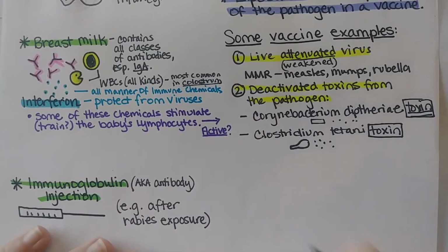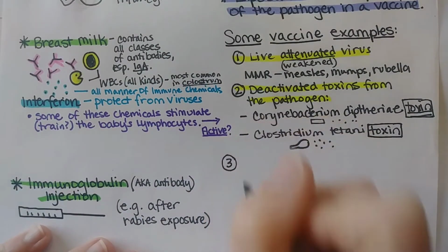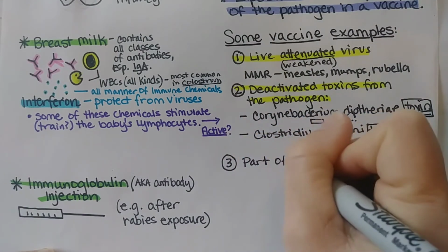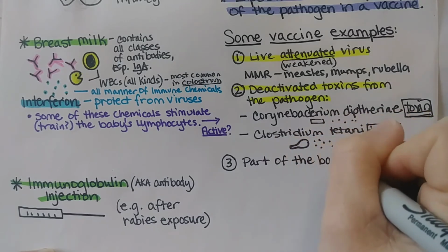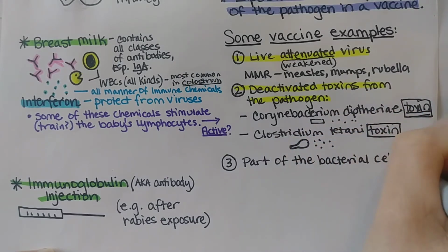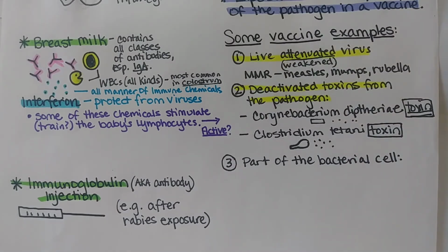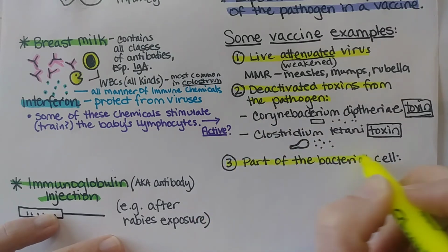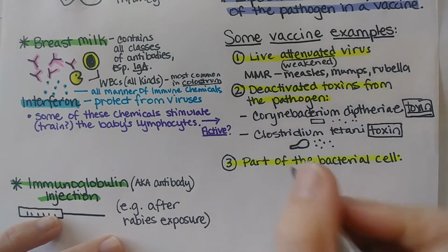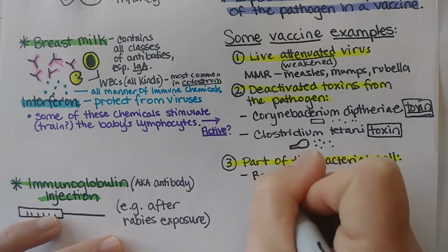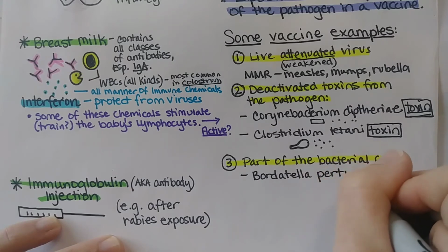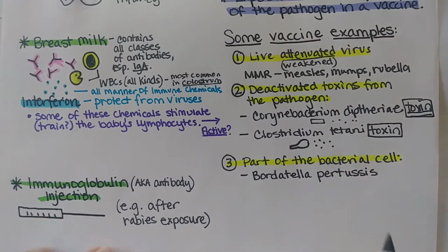Okay, and then the third common part of a vaccine would be part of the bacterial cell. And these tend to be a little more controversial in how effective they are. Pertussis is a classic one that gets a lot of news for maybe not working as well as we would like it to work. And this is to protect people from the bacterial disease, Bordetella pertussis. And it contains little pieces of the cell.